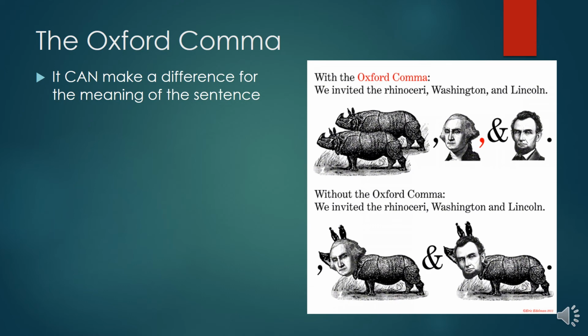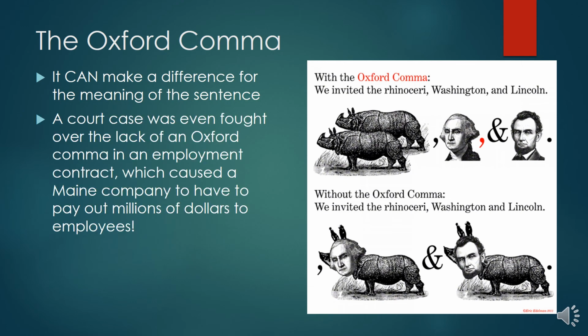If the Oxford comma is deleted, now the sentence reads, we invited the rhinoceri, Washington and Lincoln, making it sound as if those two names are redefining or renaming the first noun, rhinoceri, and we have this kind of hilarious picture of these presidents with their faces on rhinoceri. And that's a silly example, but a really good example to show just how much this matters and how it really can change the meaning of a sentence to not have that last comma in the series, the Oxford serial comma.